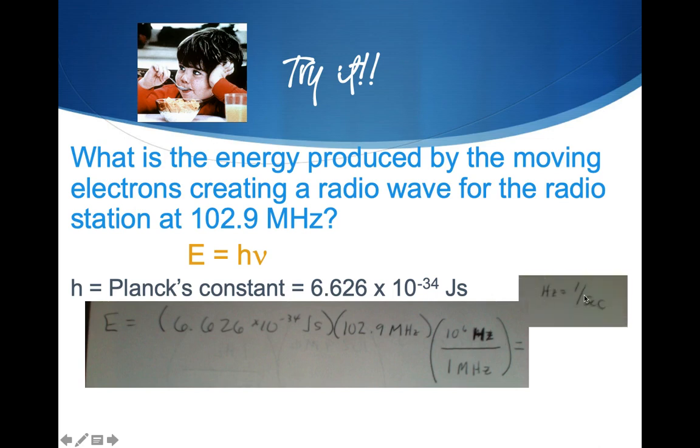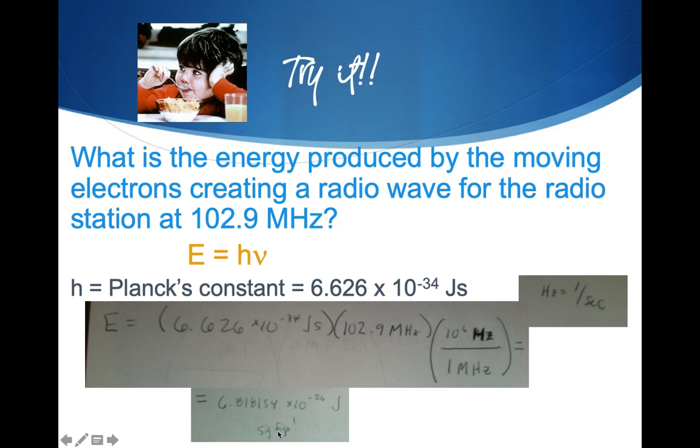equals 1 megahertz. So megahertz will cancel. Remember, hertz is really 1 over seconds. So then you really end up with joule seconds times 1 over seconds. So seconds cancels. So really, you just have to multiply all those numbers and you'll get energy in joules. So this is what our calculator says the answer is. You can see it's pretty small.